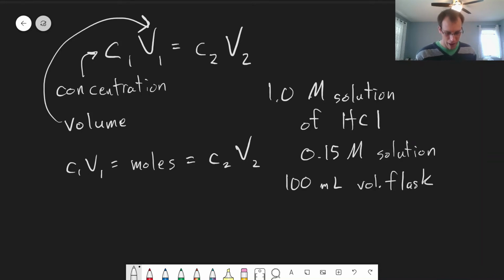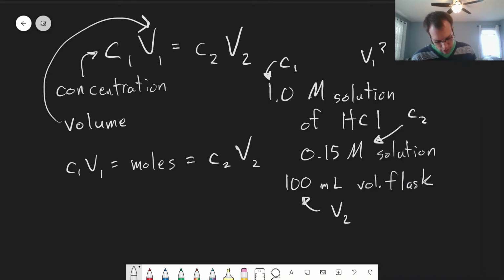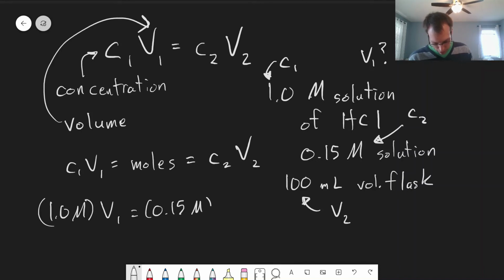Okay, so we have three things that we know and one that we don't, right? And so let's go ahead and label these. C1 here, this is our starting concentration. C2 is our final concentration that we want. V2 is the final volume we want, and so our unknown is V1. How much of that initial concentration solution do we need to dilute? All right, so we can go ahead and plug these now into this equation. So we have 1.0 molar times V1 is equal to 0.15 molar times 100 milliliters.